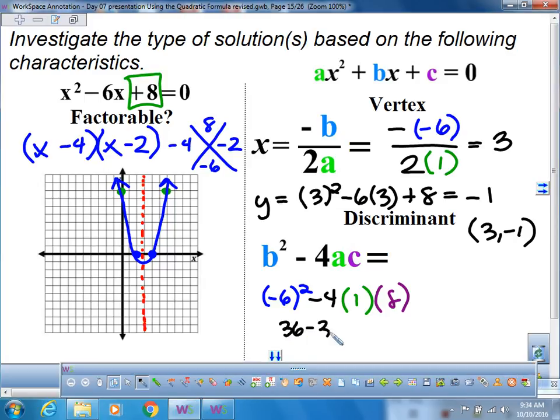So this would be 36 minus 32, which equals 4. What does that number mean to me? The square root of 4 is 2, right? 36 minus 32 is 4.